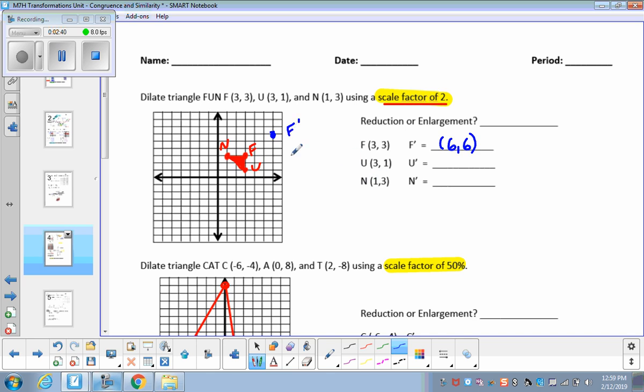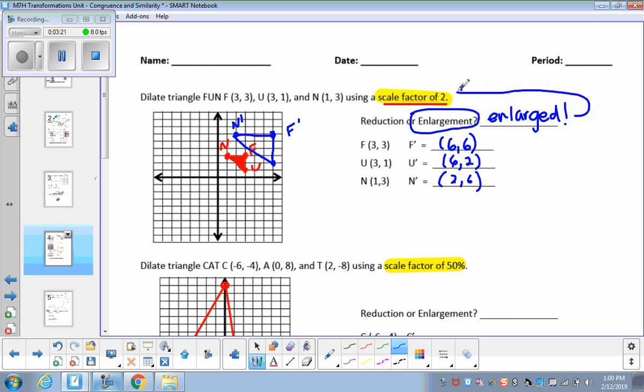All right. Now we're going to take point U and multiply by 2. So we're going to get a 6, 2. All right. So we're going to move over 6 up 2. Then for N, we're just going to multiply by 2. Once again, we're going to get 2, 6. So if we move over 2 and up 6, there's N prime. And when we connect, we can see that we have an enlargement. It got enlarged because our scale factor was bigger than 1.